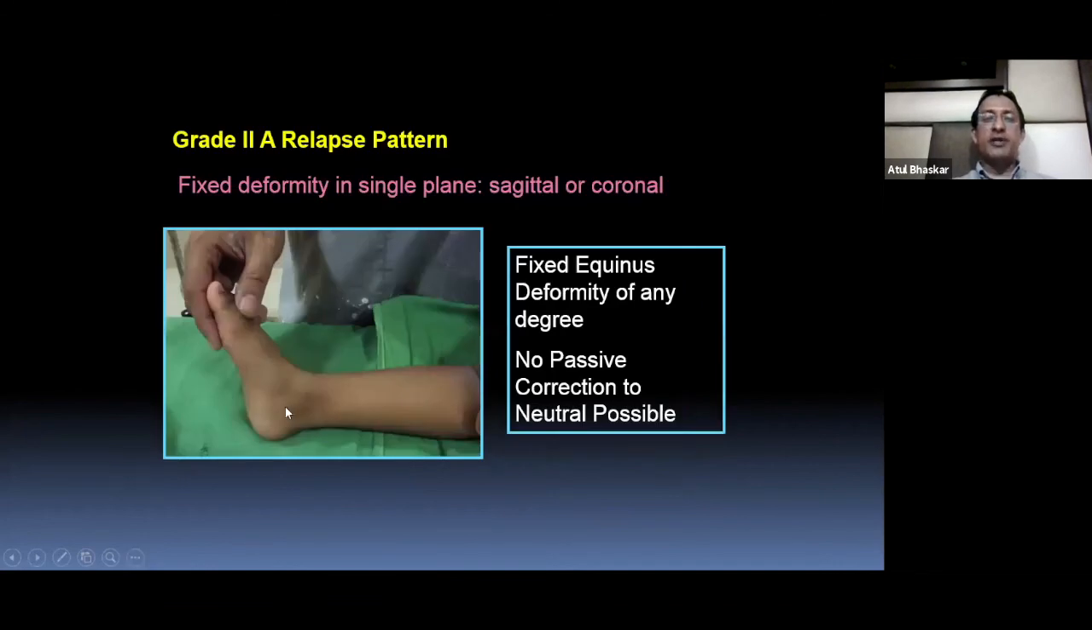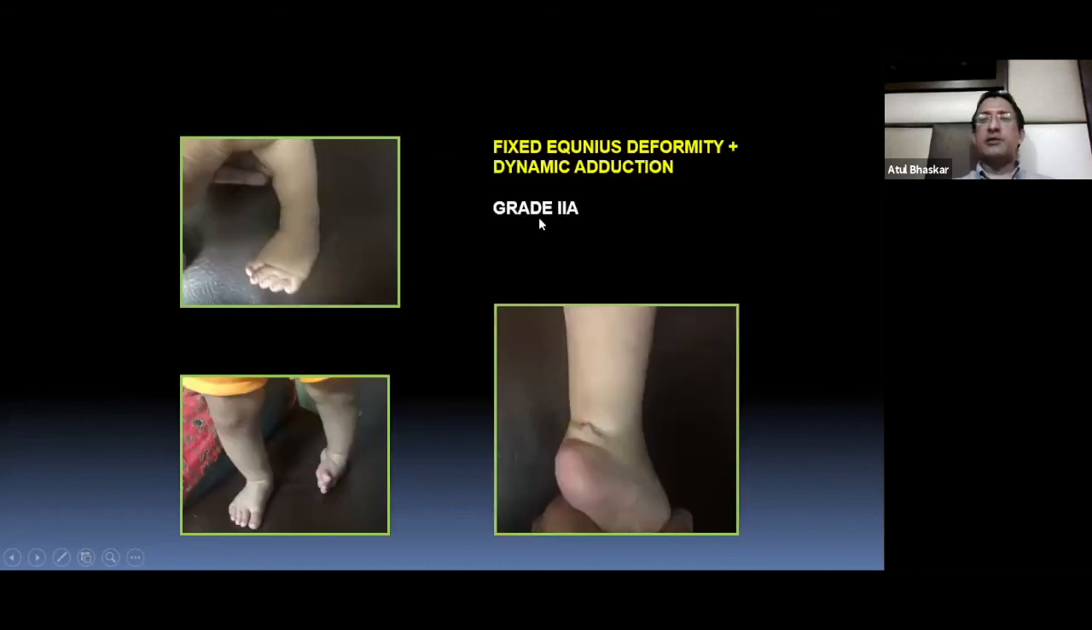So sometimes you get rigid equinus. This is a child who has rigid equinus. This is what we call a grade 2 relapse, where the deformity is fixed. There's no passive correction possible to neutral. And this is grade 2A, where you have equinus as well as inversion.